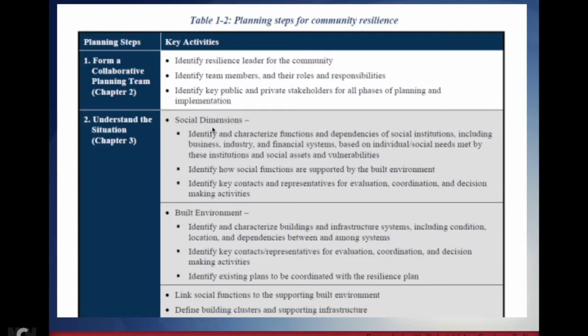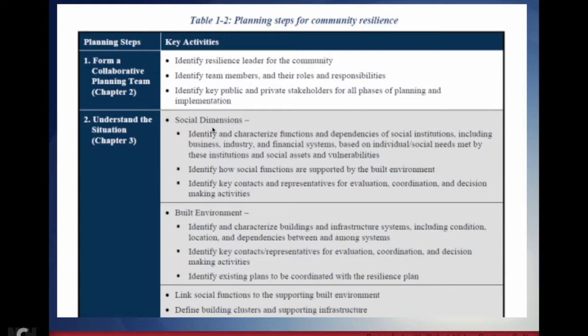So this now gets into, again, the six steps for planning community resilience. Step 1 is to form a collaborative planning team, and this is what's talked about in detail in Chapter 2. The key activities underneath this step are to identify a resilience leader for the community, identify team members and their roles and responsibilities, and identify key public and private stakeholders for all phases of planning and implementation.